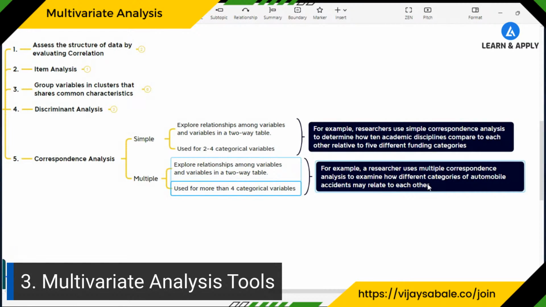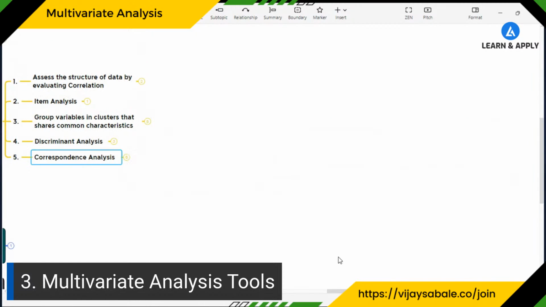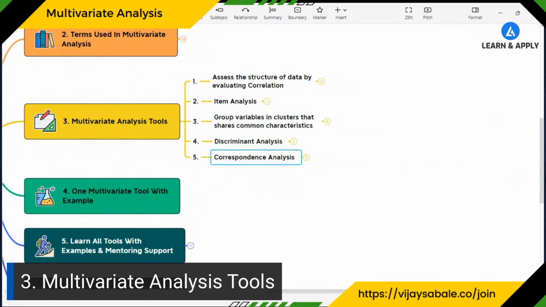For example, a researcher used multiple correspondence analysis to examine how different categories of automobile accidents may relate to each other. So here we can see there are many combinations, many groups that we are going to study, right? And in that situation, multiple correspondence analysis is the most important tool, right? So these are the 5 important groups. In my training program, I have explained each and every topic in great detail with the help of practical examples. So these are the 5 important groups that we are going to study as part of these multivariate analysis tools.